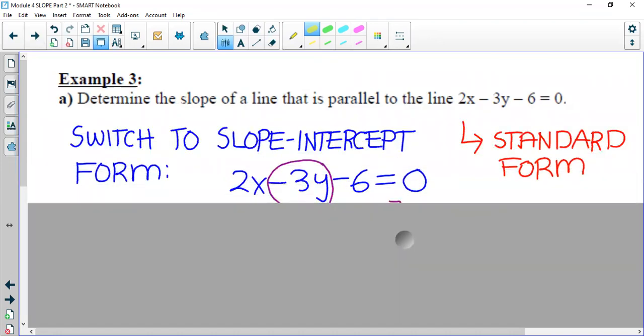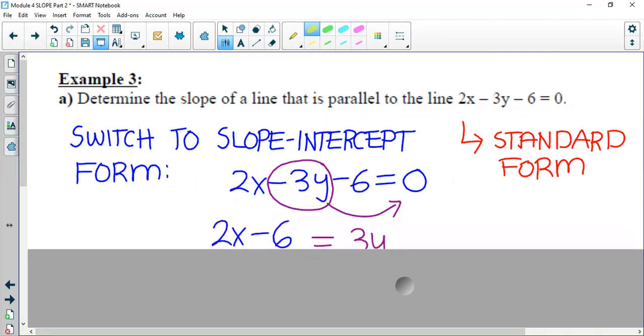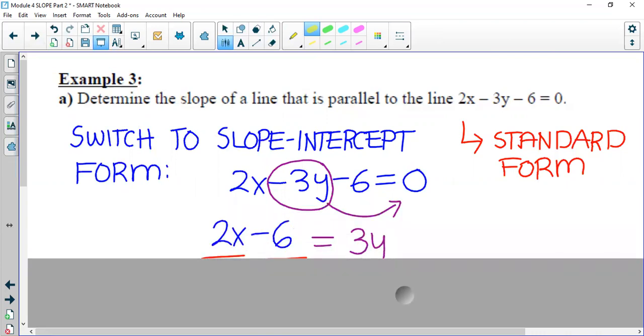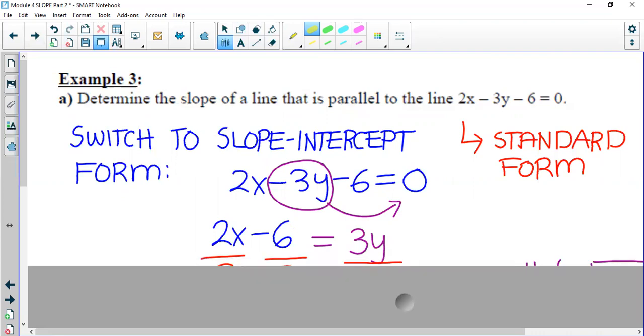So that's what I'm saying here. Switch to slope-intercept form. We're starting off in standard form, and we're switching to slope-intercept form. Because I want my y, I'm going to move negative 3y over to the right-hand side, so it becomes positive 3y. I'm trying to get my whole equation into slope-intercept form, and that requires some steps.